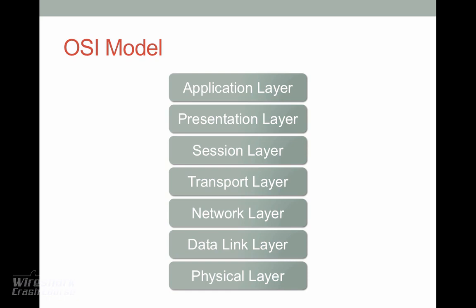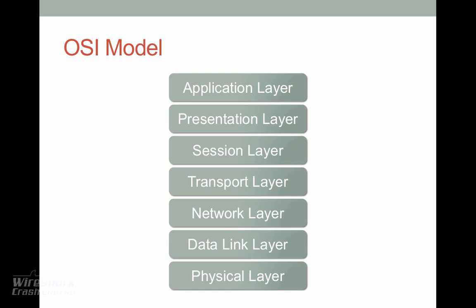The second layer is the data link layer. At this layer, data is assembled and disassembled into frames. At this layer, we also see media access control, or MAC addresses, introduced. This is also the layer where devices like bridges and switches lie, and protocols such as Ethernet and token ring also live at this layer.